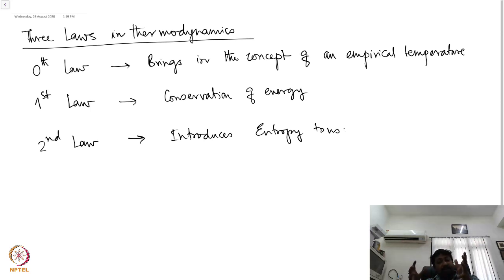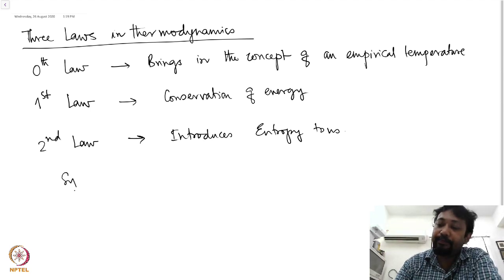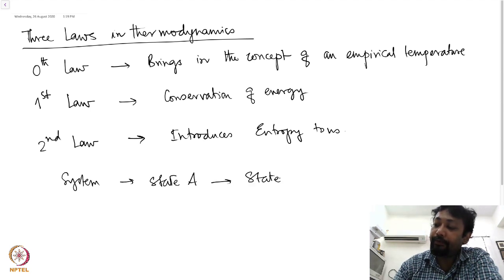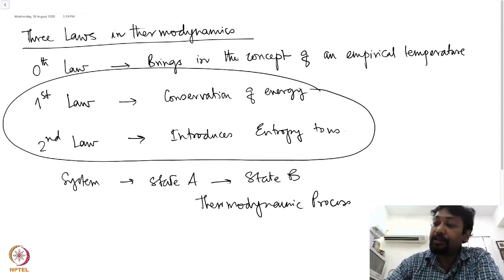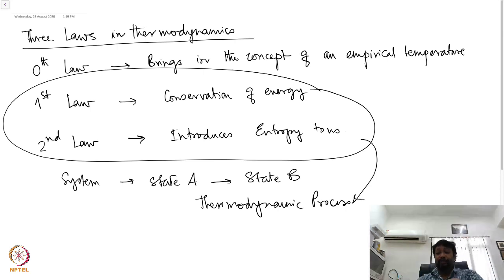Now, given a thermodynamic system, of course, the system is never going to remain in its state. At some point of time, it's very natural that you take that system to a different thermodynamic state. Therefore, essentially, if you take a system from state A to state B, you have done a thermodynamic process. And thermodynamic processes are usually guided by the first law and the second law. This must dictate what kind of processes they are.